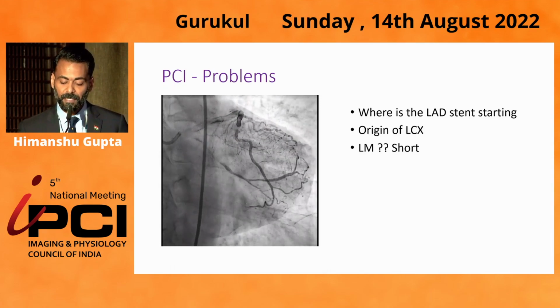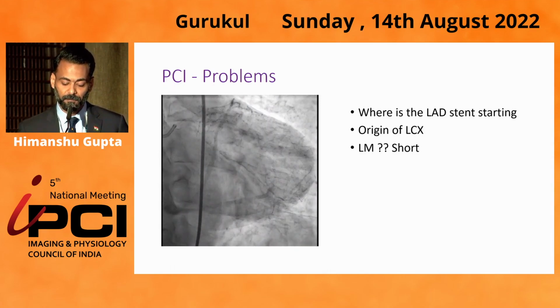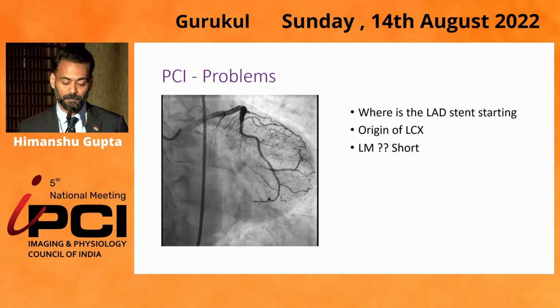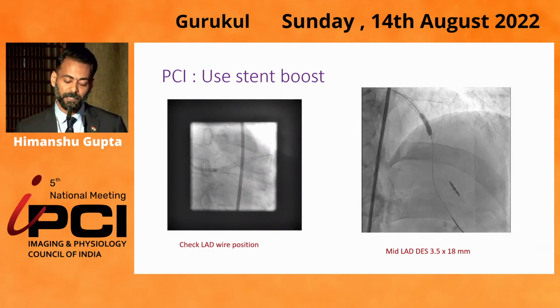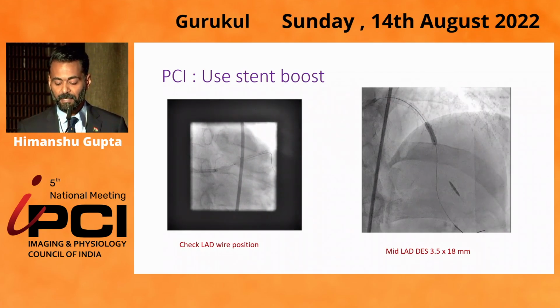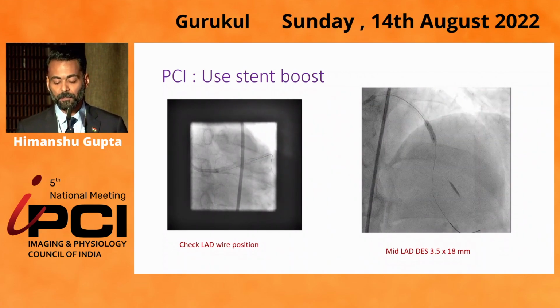So the questions are: where is the LAD stent starting, where is the origin of the circumflex, and where is the left main, which is extremely short. First we put a wire in the LAD, and the first important thing, whenever we have a situation like this, is to be sure the first wire is inside the stent. Of course you can do imaging at this point, but to save money at that point of the procedure, we check the LAD wire by putting a small balloon and taking a stent boost, which clearly shows that the LAD wire is intra-stent.